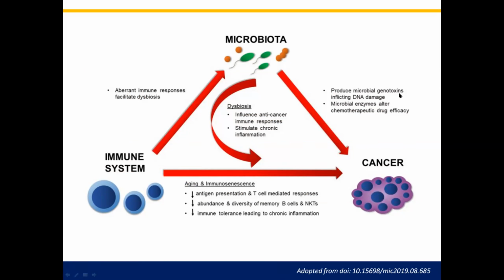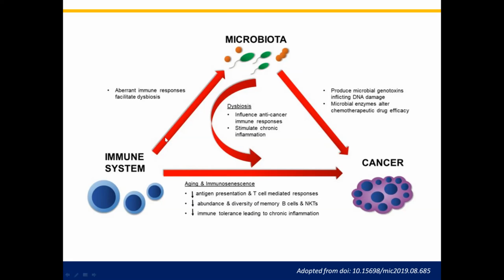So these microbiota produce microbial genotoxins which inflict DNA damage. These are the microbiota which can produce genotoxins, which can cause DNA damage in the sense of mutations, whatever we are calling them, which leads to cancer.